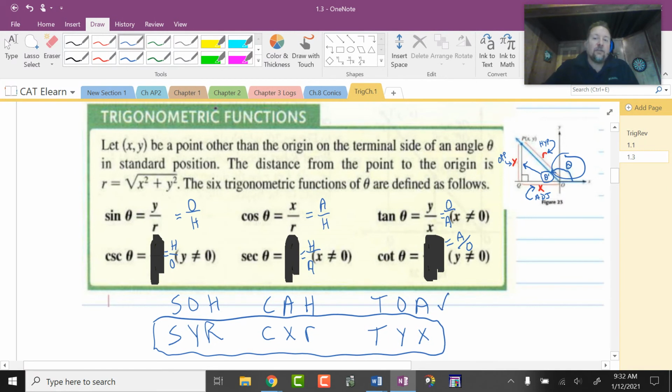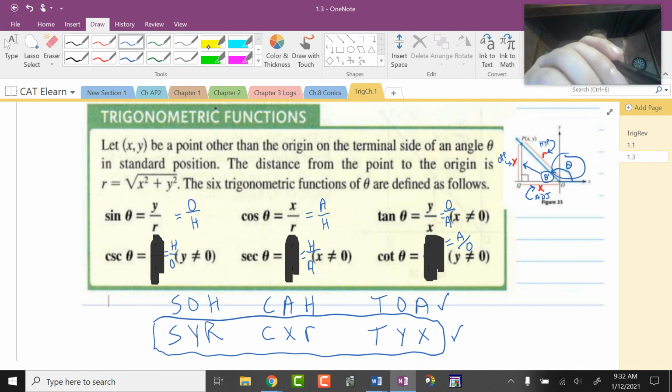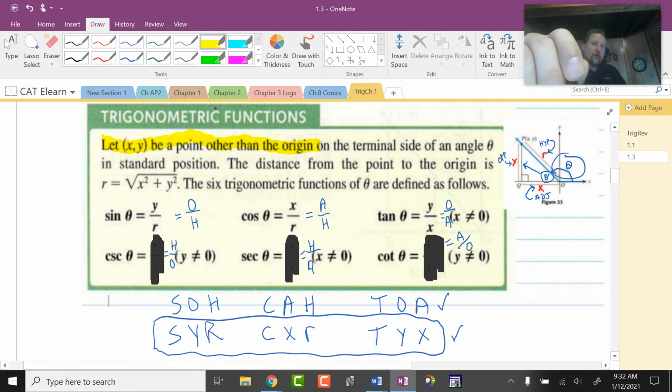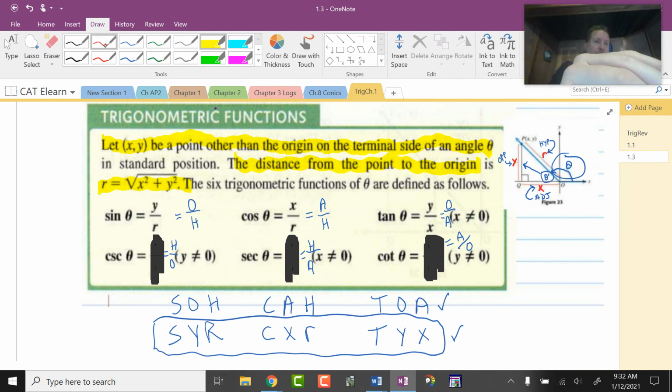If you're really good with this and you understand how I broke that down slowly, you will have no problem with this. So I guess I didn't read these directions up here. Let x comma y be a point other than the origin on the terminal side of an angle theta. I'll show you what that means when we actually do examples. The distance from the point to the origin is the r value. By the way, I went past this too quick. That's just the Pythagorean theorem. I hope you recognize that.